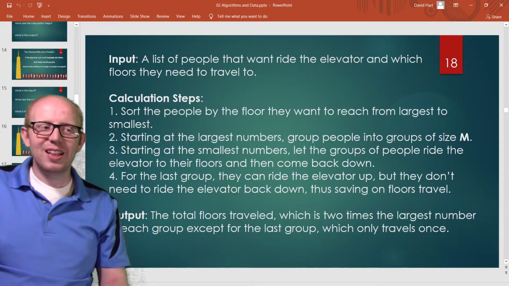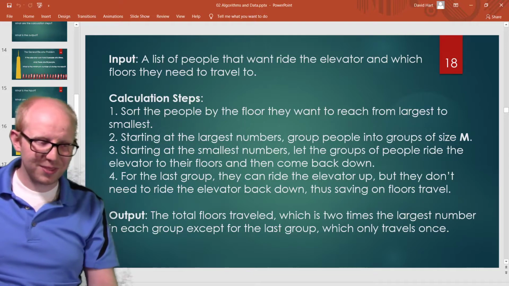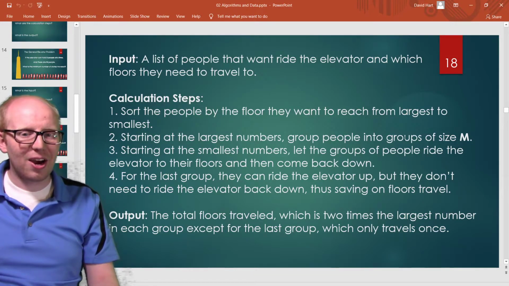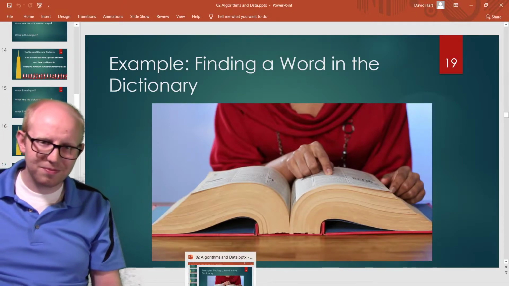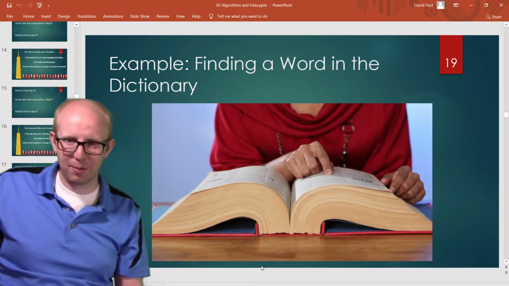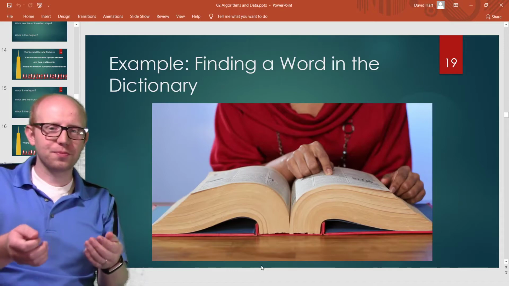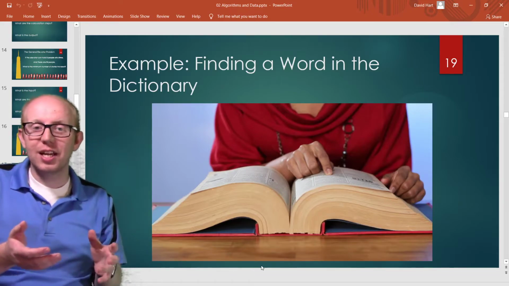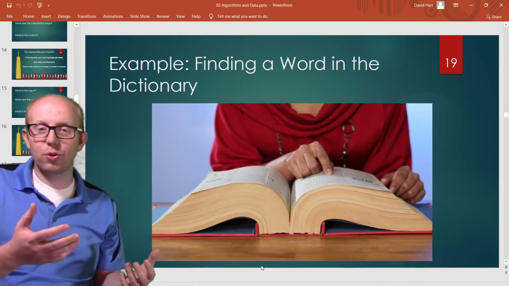Okay? Let's look at some other algorithms that you might be a little bit more familiar with. Okay? So I want you to think about finding a word in the dictionary. Nowadays, you just go to Google or something, right, if you need to look up a word. But think back to the old days where you actually had a physical dictionary and you're flipping through those pages to try and find a specific word, right, in alphabetical order.